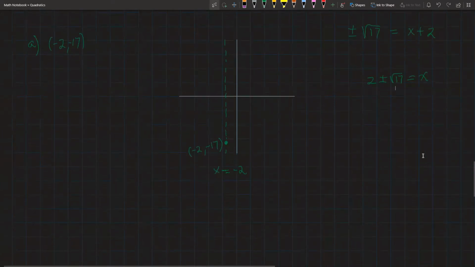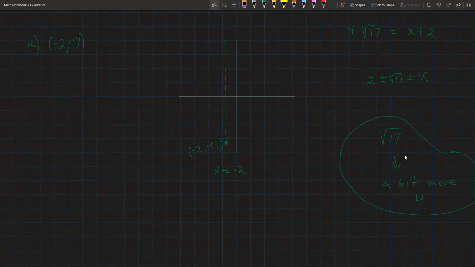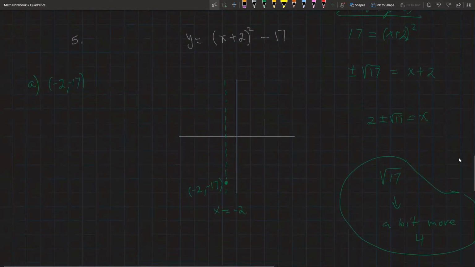One thing to keep in mind is that the square root of 17 is a little bit more than 4. So maybe I'll write it like this. A bit more than 4, just a little bit more than 4. So you can pretty much say 4 and a little bit more. All right, think about it like that. Square root of 17 is just a number slightly bigger than 4. That will help us with our thinking.